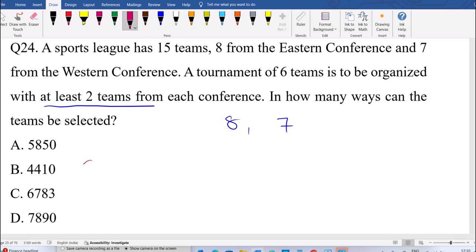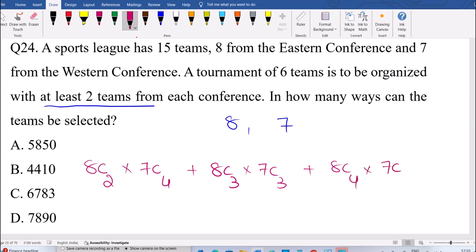Let's say I'm taking 2 from Eastern Conference. Then 4 should be taken from Western because total 6 teams are required. If I take 3 from Eastern, then I have to take 3 from Western. Then if I take 4 from this, I have to take 2 from that. Don't go for 8C5. Why? If I go for 8C5, then yes, at least 2 teams, but we got 7C1, only one from the other. So that's it. We have to stop here.